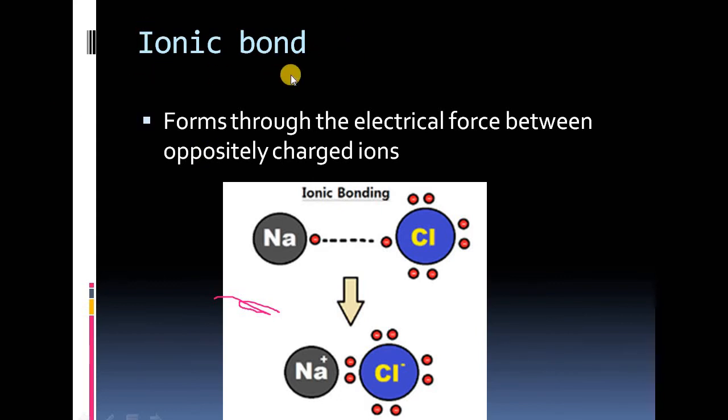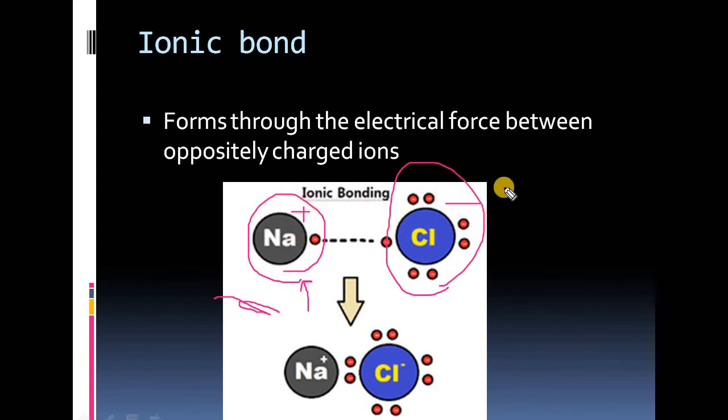This is the ionic bond. Now, the ionic bond forms between what? It forms between a positive ion and a negative ion. In this case, we have the sodium, which has a positive charge, and the chloride, which has a negative charge, and these are bonded together. Of course, the positive attracts the negative, and this is how the ionic bond forms.